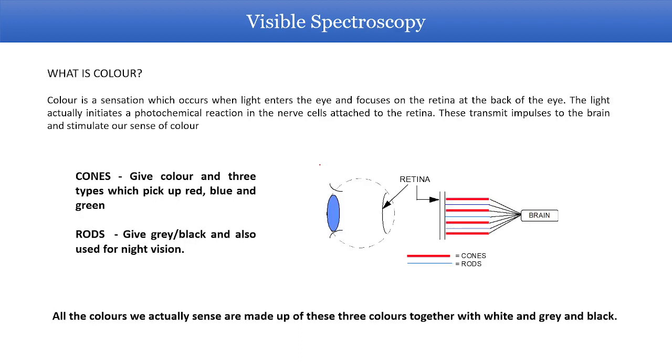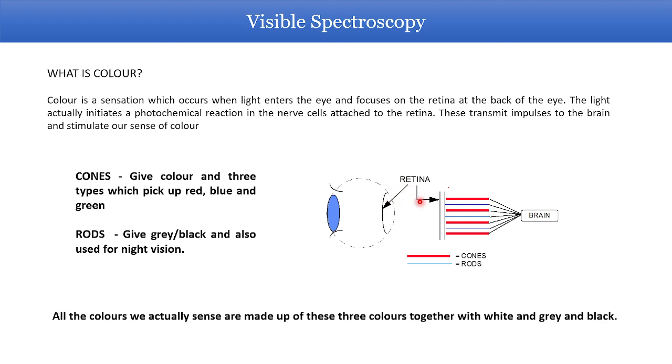Now, visible spectroscopy. Before we jump into visible spectroscopy, we need to know what is color. So we all know what is color. Color is a sensation which occurs when light enters the eye and focuses on the retina at the back of the eye. So it is the retina.